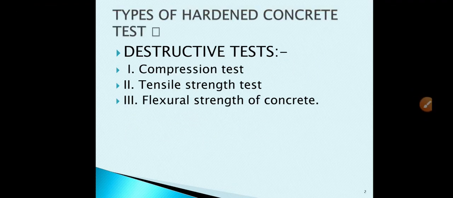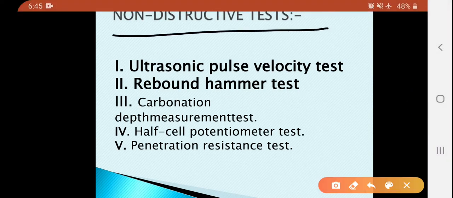Here it is written. Once go through the PPT after the video lecturing. In non-destructive tests, totally there are 5 tests. First one is ultrasonic pulse velocity test. Second one, rebound hammer test. Third one, carbonation depth measurement. Fourth one, half cell potentiometer test. The fifth one is penetration resistance test.